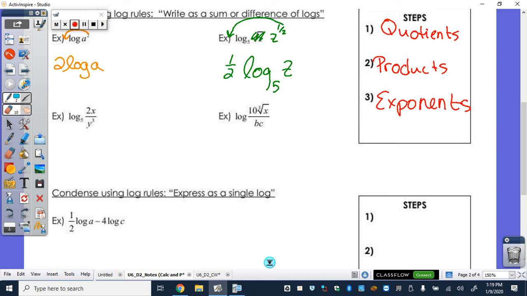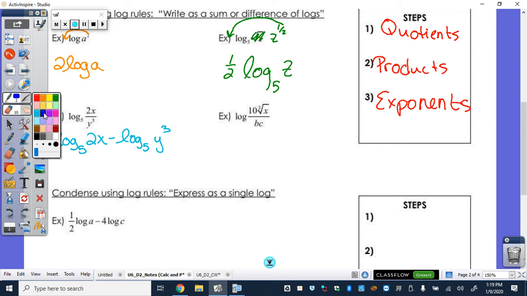So our next one, we then have more. We've got a numerator, denominator, so we have a quotient there. We also have a product in our numerator because it's 2 times x. You have your exponent in the denominator. So our quotient comes first. So log of your numerator minus the log of your denominator. So log base 5 of 2x minus log base 5 of y to the 3rd. Quotient is then taken care of.